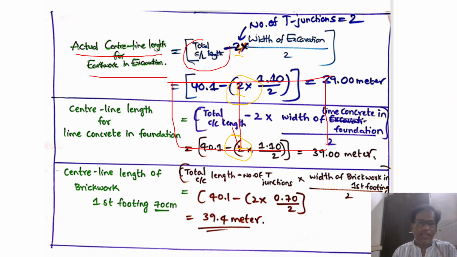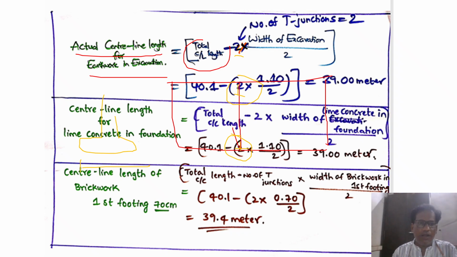Why are we writing 2? Because two T junctions are there for this two-room building. So 2 into the width of the excavation by 2. As you see in the section, the width of the excavation is 1.1. So 2 times 1.1 by 2, so 39 meters. This is the true length, the actual centerline length.